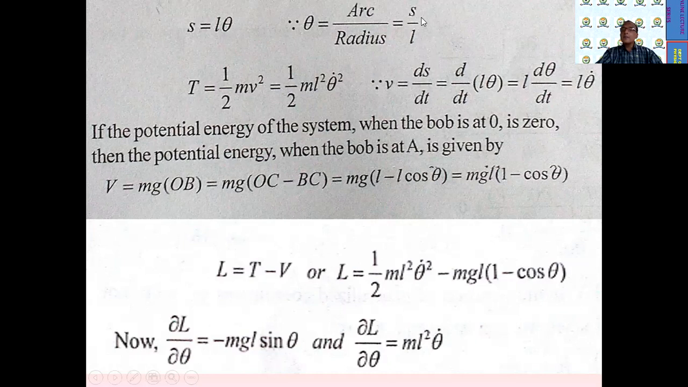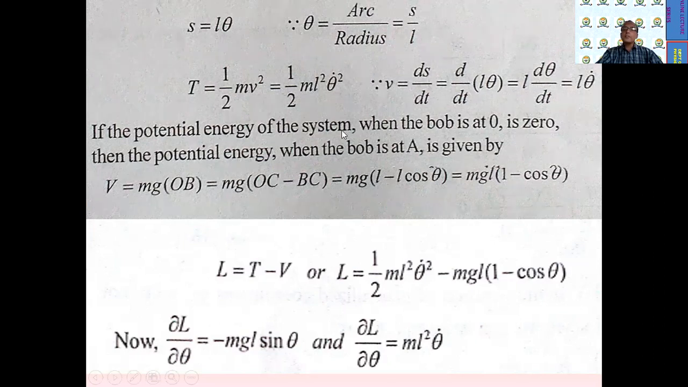But S is nothing but, from this equation, L theta. Therefore, d/dt of L theta, when we take the derivative ds by dt, the velocity will come as L theta dot. When this L theta dot is put in place of v, we get 1/2 m L square theta dot square.